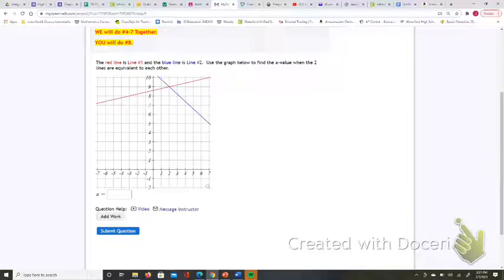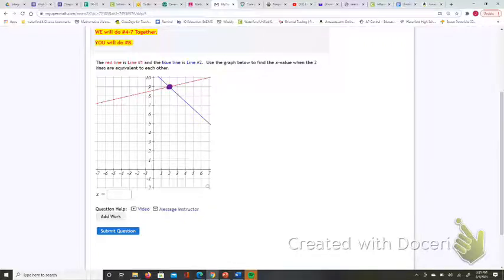The red line is line number 1 and the blue line is line number 2. Use the graph below to find the x value when the two lines are equivalent to each other. Okay, so this question's a little bit different than the last one. It only asked for the x. It didn't ask for the point. So again, I find where the two lines cross.